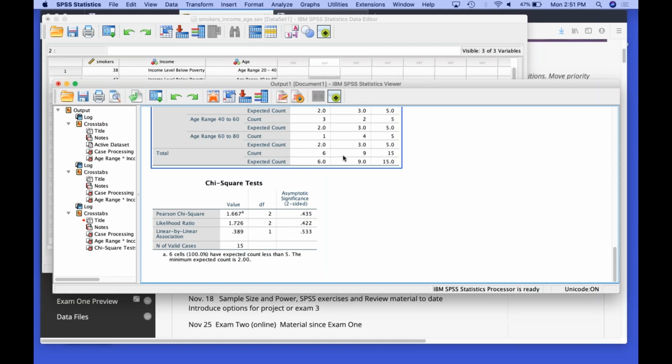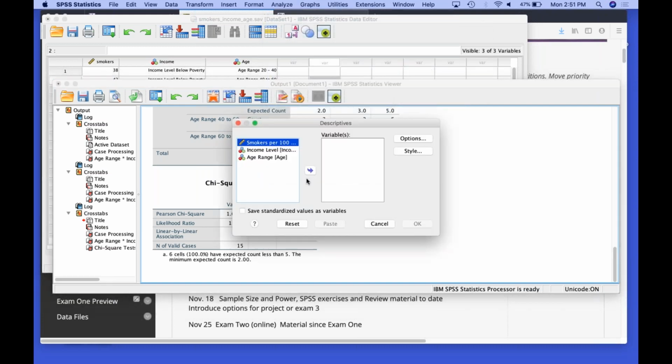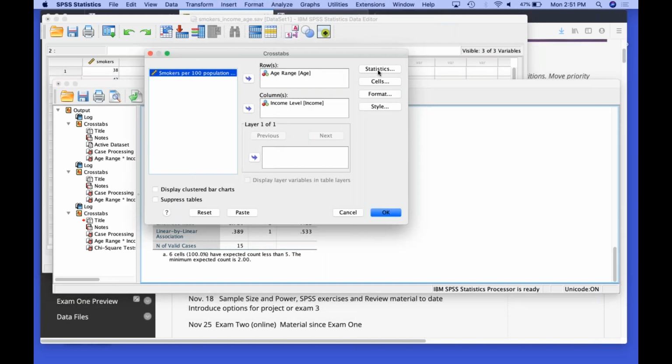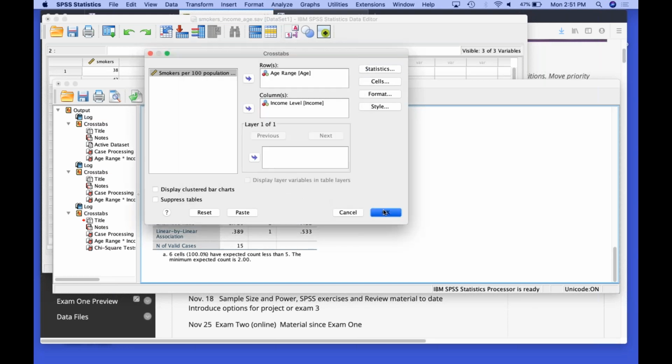Well, now, what if I want to do odds ratio and relative risk? Will SPSS do that for me? Well, sure it will, but there's a little bit of a problem here. I'll show you the problem. Analyze, descriptive statistics, crosstabs. And I'm going to go into statistics again. And to calculate the relative risk and the odds ratio, we click that. Click continue and say okay.